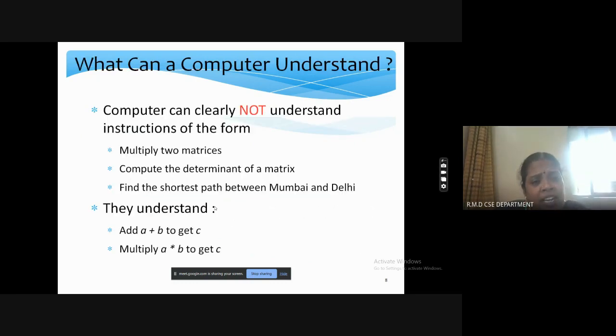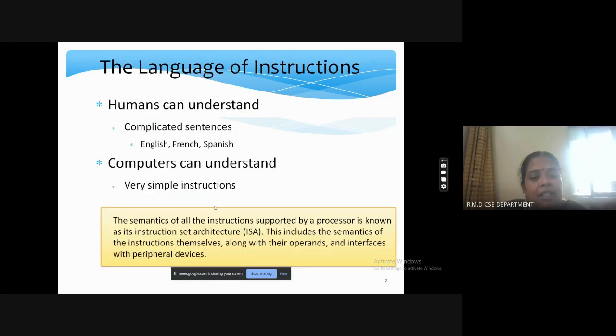What can a computer understand? A computer clearly cannot understand instructions of the form, multiply the two matrices, or any job you give it. So you have to give it in the form of a computer language, in the form of instructions. Humans can understand complicated sentences, but a computer can understand only simple instructions.